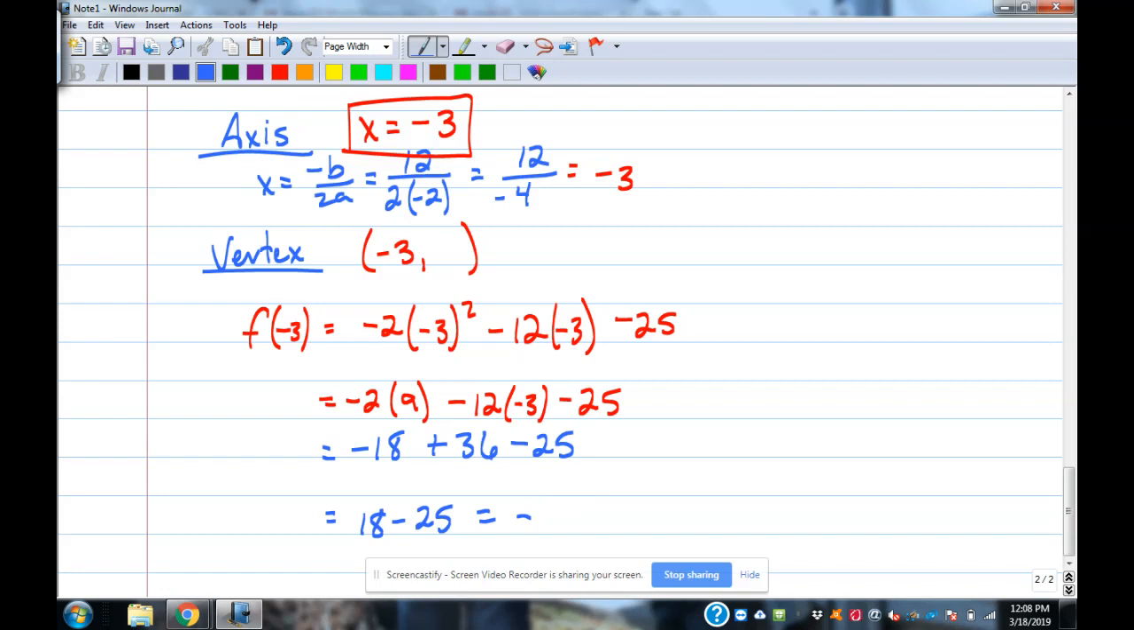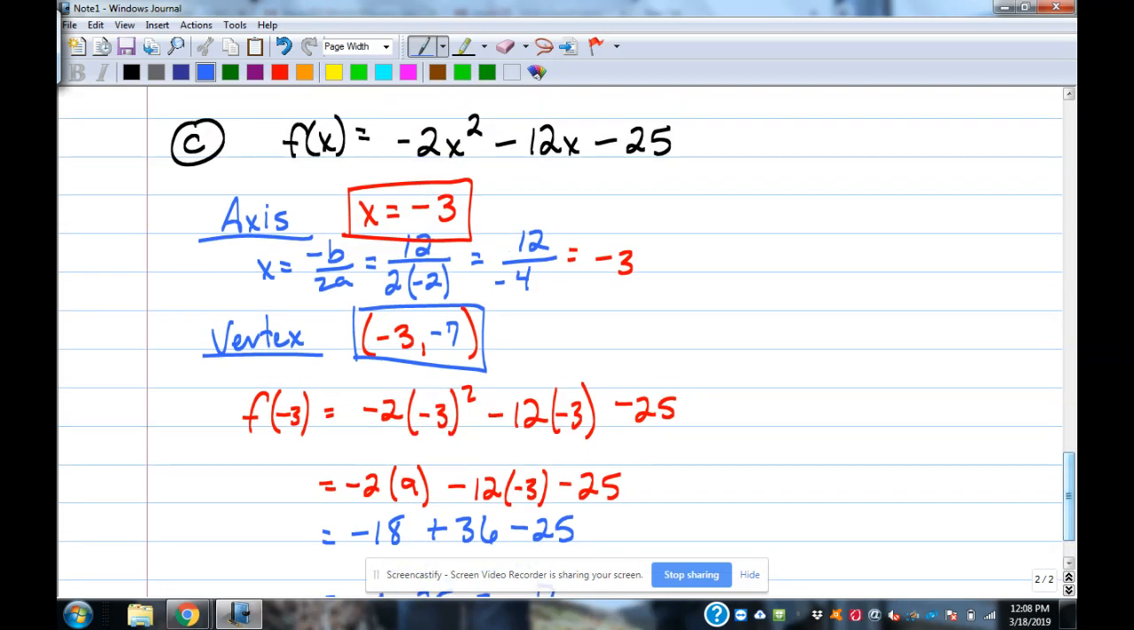You got $18 in your bank account. You pay something that's $25. You got negative $7 in your bank account. There's our vertex, at negative 3, negative 7. Is that a maximum or a minimum? It'd be a maximum. Why? Because this number right here is negative. That's the one that decides that. Always, that number always decides that.